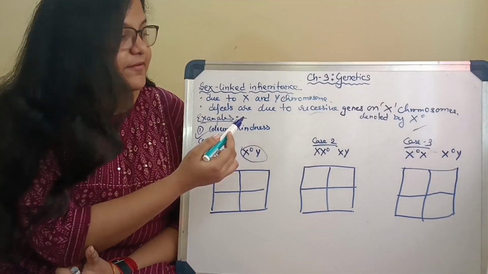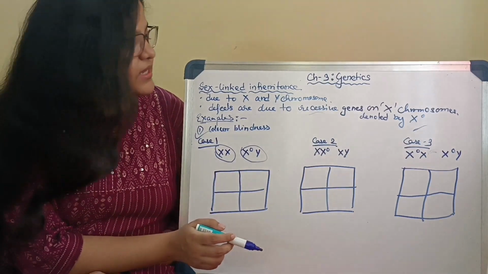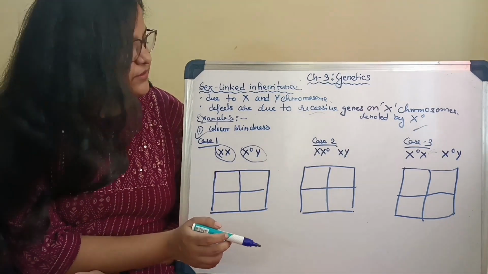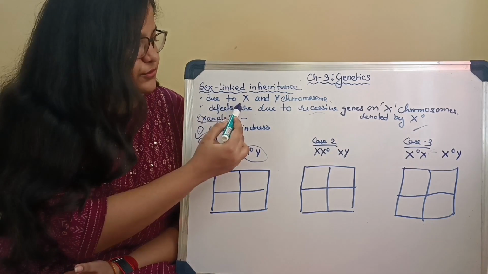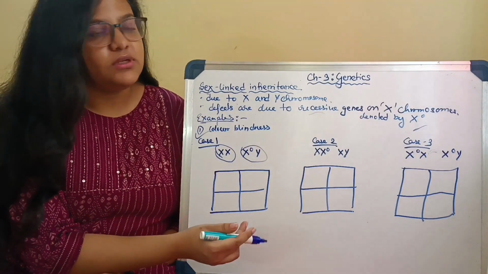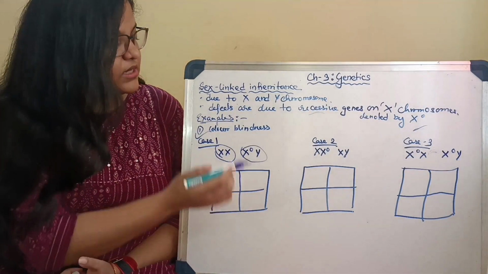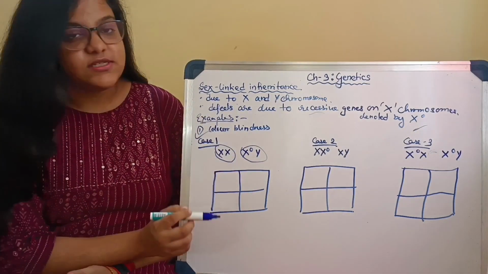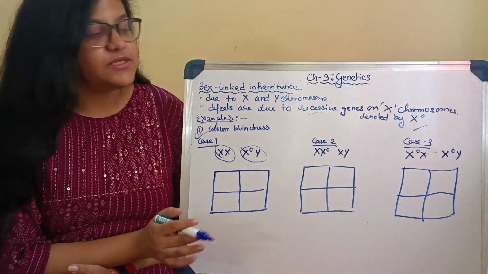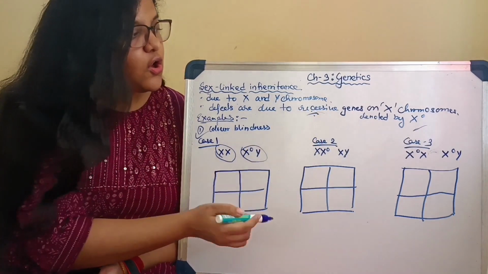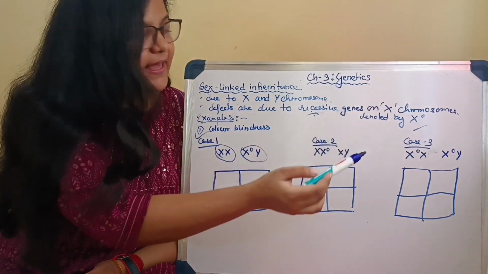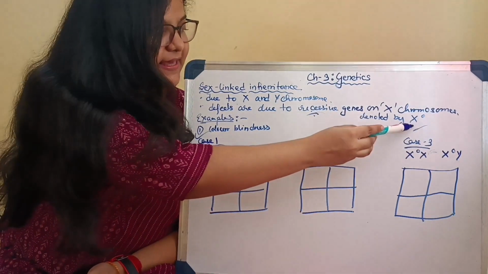Okay, and inheritance. Now, what is sex-linked inheritance? Sex-linked inheritance is nothing but it occurs due to the X and the Y chromosomes, which are the sex chromosomes. Now, there are a few defects or diseases that occur due to the presence of some recessive genes on the X chromosomes, and those are denoted by X0.